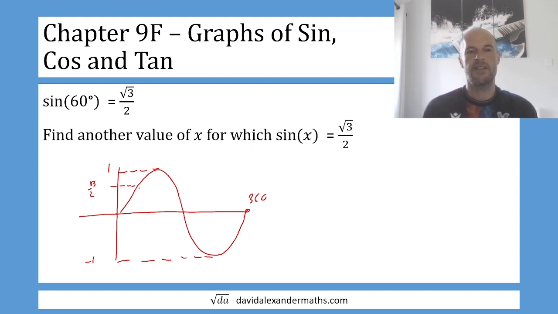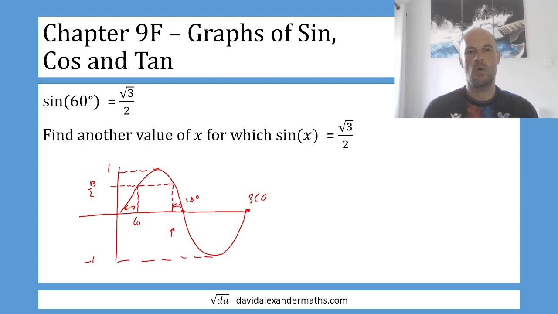So we get √3/2 when we sine 60, but we also get √3/2 when we sine whatever this value here is. Now this value here is 180 minus 60. This distance here is 60 degrees, and it's exact due to the symmetry of the sine graph. This is also 60. So at this point here, because we're halfway through the wave, this is 360, so this is 180.